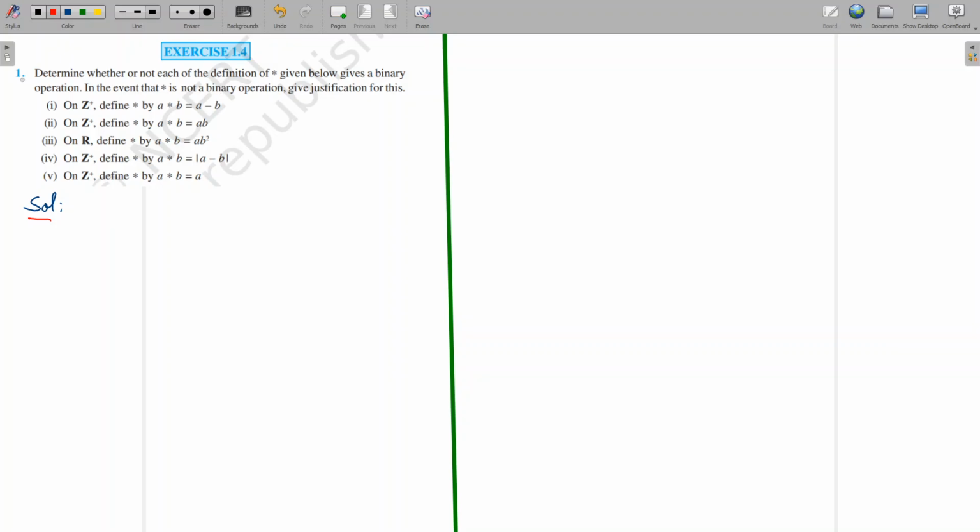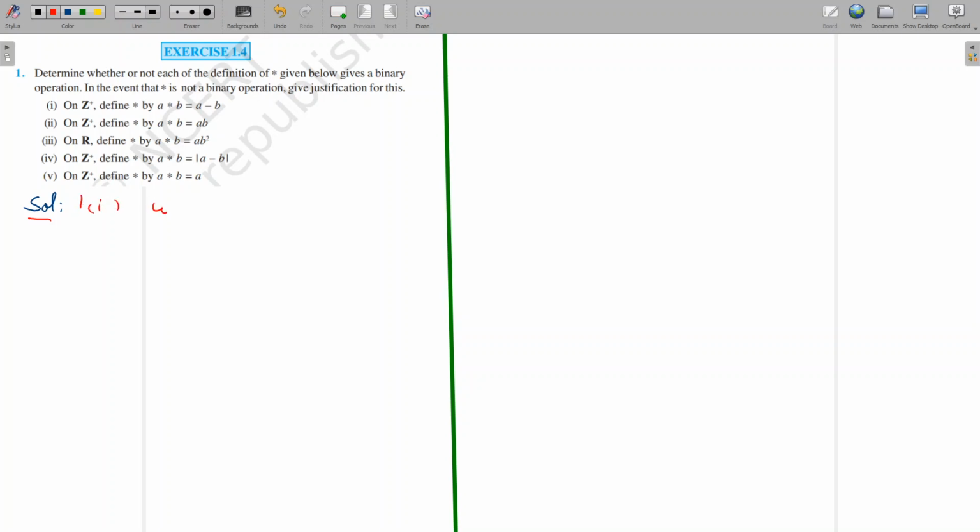Exercise 1.4, question number 1. Determine whether or not each of the following definitions given by star is a binary operation or not. In case they are not, give justification for this. First one, on Z plus define star by A star B equal to A minus B. So let us do the first part, question number 1.